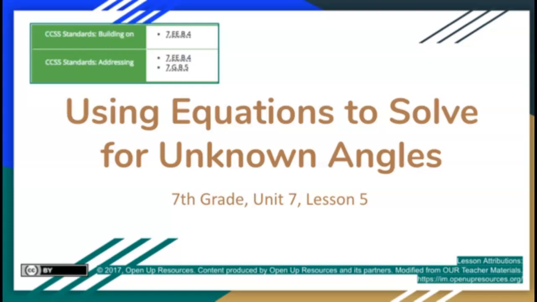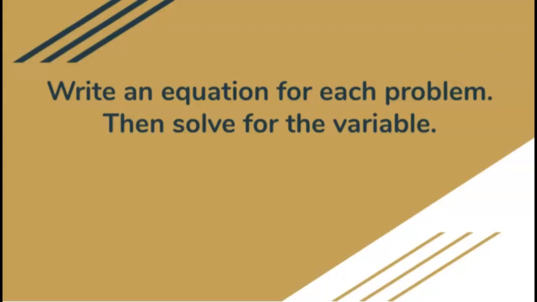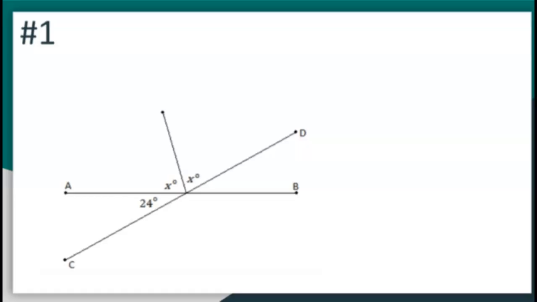Today we learned how to use equations to solve for unknown angles, and I'm going to work you through a few examples. So the goal each time is you're going to write an equation for each problem and then solve for the variable. So problem 1 looks like this.